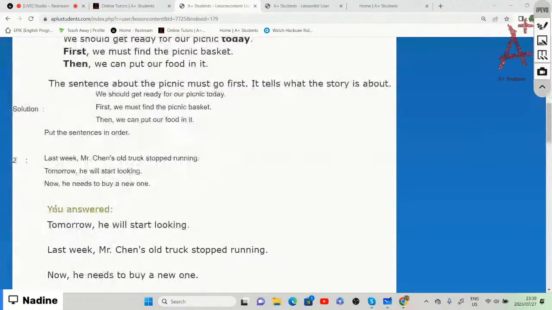All right. Last week, let's look at our example. Last week, Mr. Chen's old truck stopped running. Tomorrow, he will start looking. Now, he needs to buy a new one.